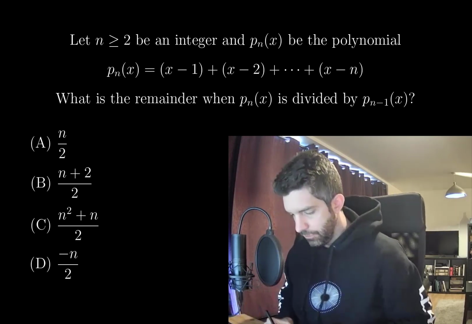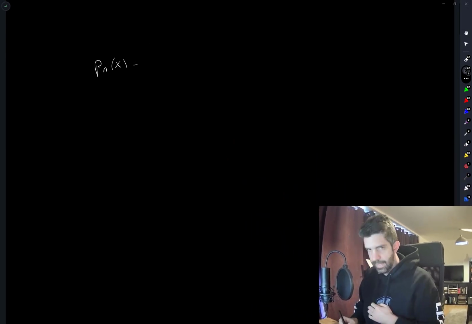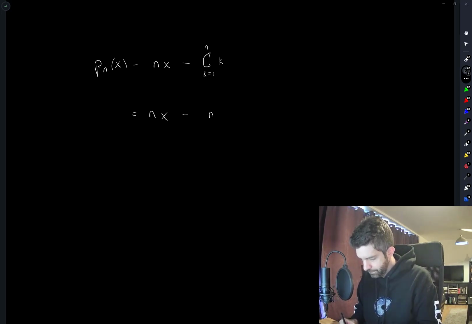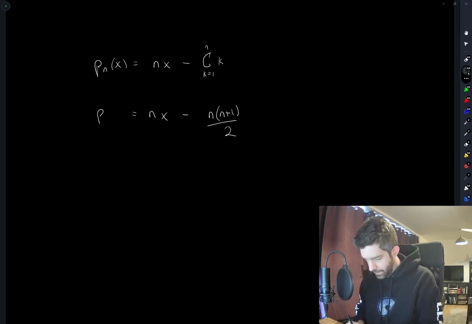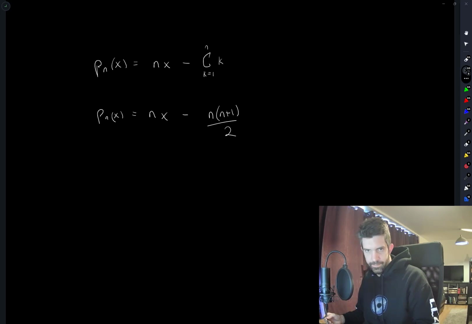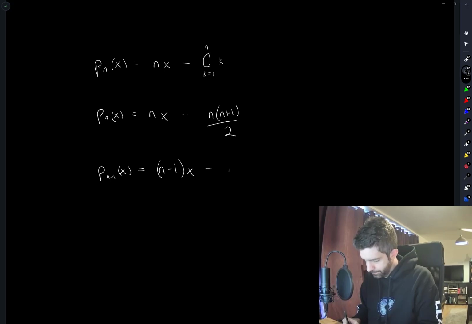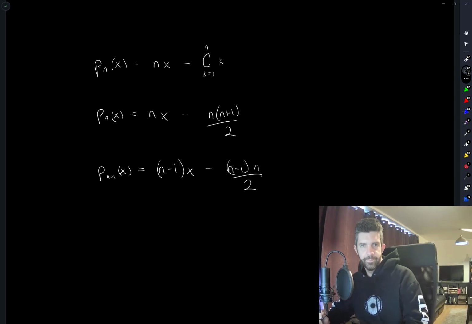Okay, well, we can write out exactly what P_n(x) is. P_n(x) is n times x minus the sum of the integers from 1 to n. So this is exactly what P_n(x) is. And so P_{n-1}(x) is equal to (n-1)x minus (n-1) times n over 2. So we want to divide the first one by the second one.